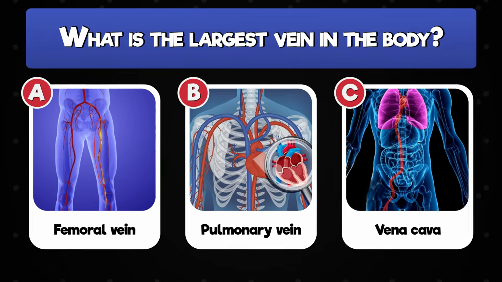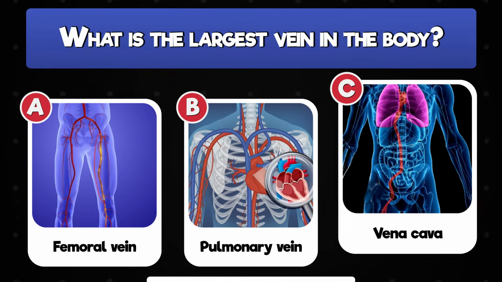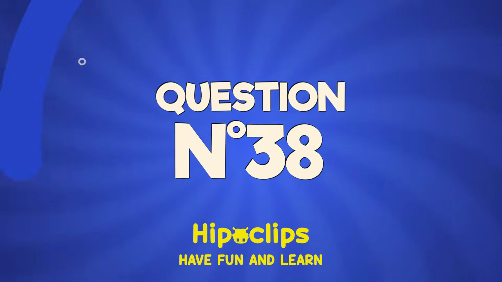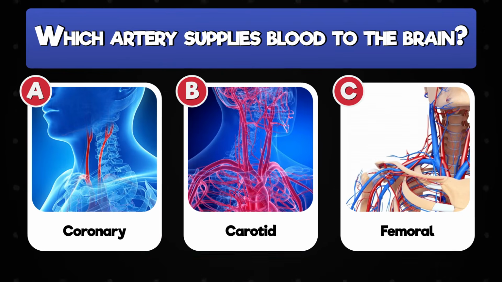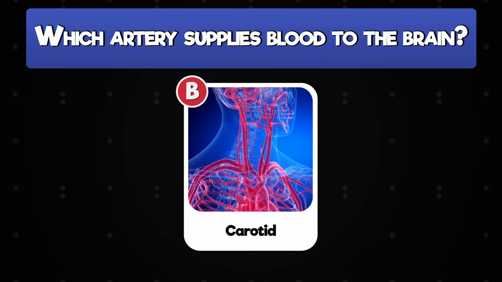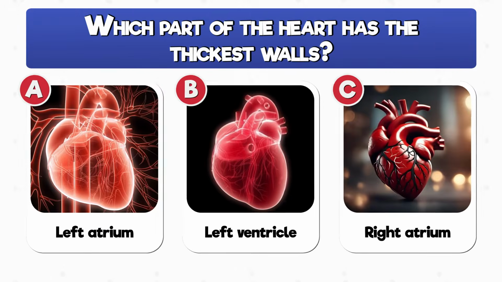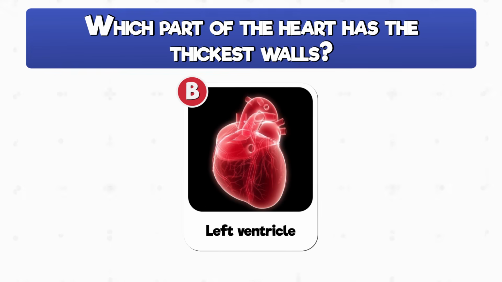What is the largest vein in the body? The vena cava. Which artery supplies blood to the brain? The carotid. Which part of the heart has the thickest walls? The left ventricle.